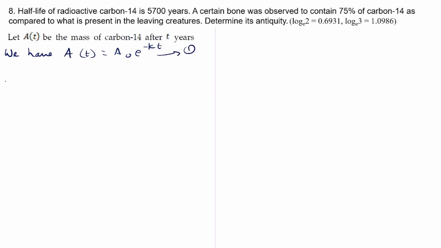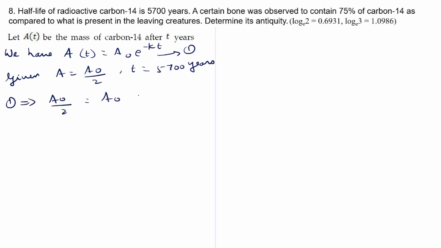Let us take this as 1. Given A equal to A naught by 2 for t equal to 5700 years. Half-life is 5700 years. The meaning is that the amount of carbon-14 becomes half of it in these many years, 5700 years. So A becomes A naught by 2 in t equal to 5700 years. 1 implies A naught by 2 equal to A naught into e raised to minus 5700 k.